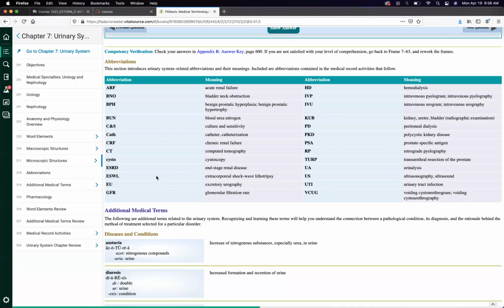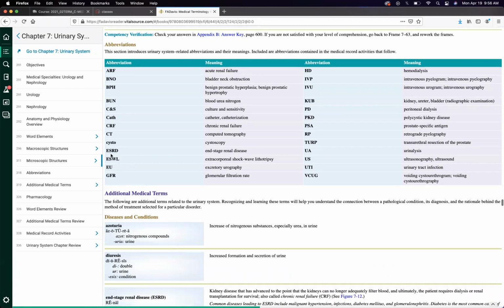ESRD, very common. End-stage renal disease. That means we can do nothing for you anymore. We can't really cure you anymore. It's end stage. You're already at the last part of it. If you have ESRD, we're probably going to take that kidney out. Or just leave it in like my father and just do dialysis. And that's the beginning to the end. That's one of the several nails in the coffin for renal patients.